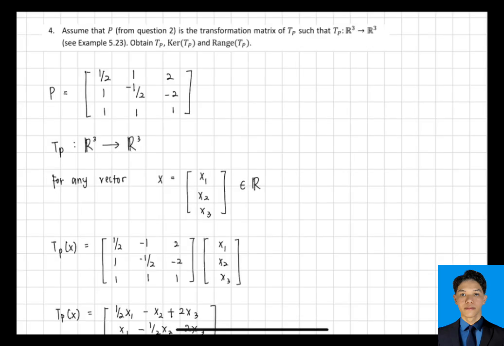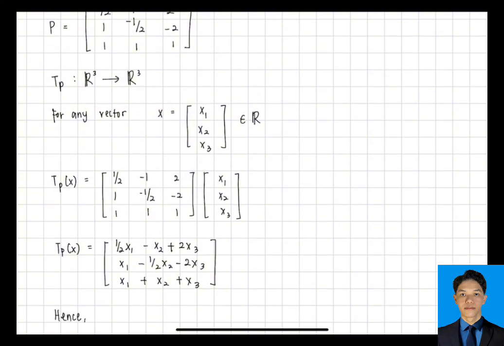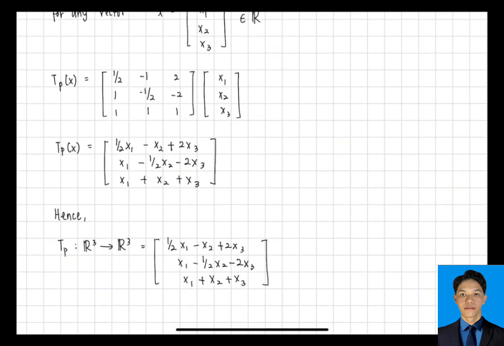So in order to search for the transformation of P, first we need to search for any vector X. Here our vector X is x1, x2, x3. Then, to find the transformation of P, we just multiply matrix P and vector X. Hence our transformation of P equals half x1 minus x2 plus 2x3, x1 minus half x2 minus 2x3, x1 plus x2 plus x3.